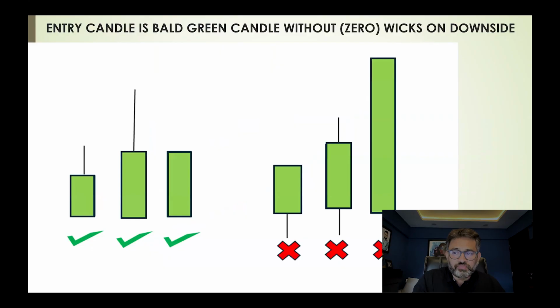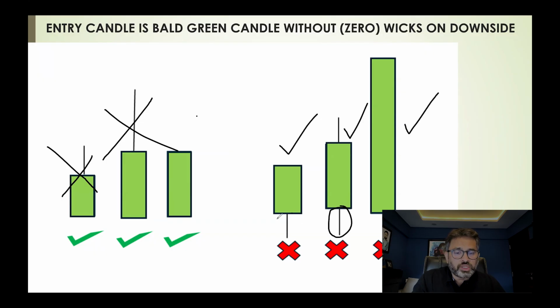And the second one is the entry candle should be the bold green candle. This is very important because many people don't understand what I mean by bold green candle. I've shown you all 6 images here. All are green bullish candles, right? All these days, you must have thought that some of these are not bullish candles because there are wicks on the upside. This is a bullish candle because there are wicks on the downside.